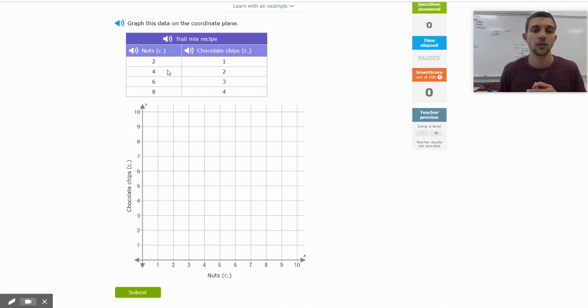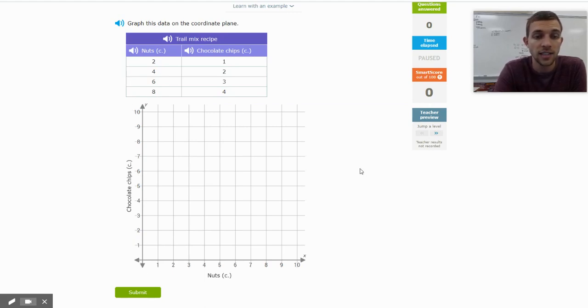To begin, you are simply going to look at the graph, and in this graph, there is a trail mix recipe, which has nuts and chocolate chips. And for every 2 parts nuts, we have 1 part chocolate chips. You'll notice if you go down that the chocolate chips is what is called the y-axis, and the nuts are on what is called the x-axis. The x-axis goes side to side, and the y-axis goes up and down.